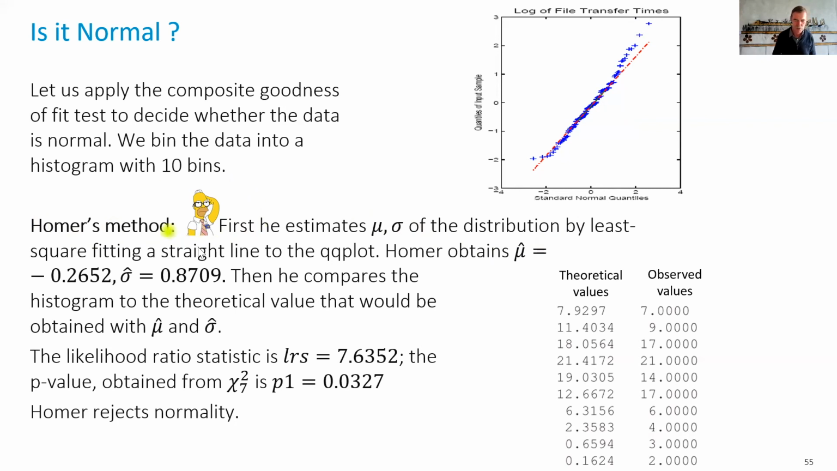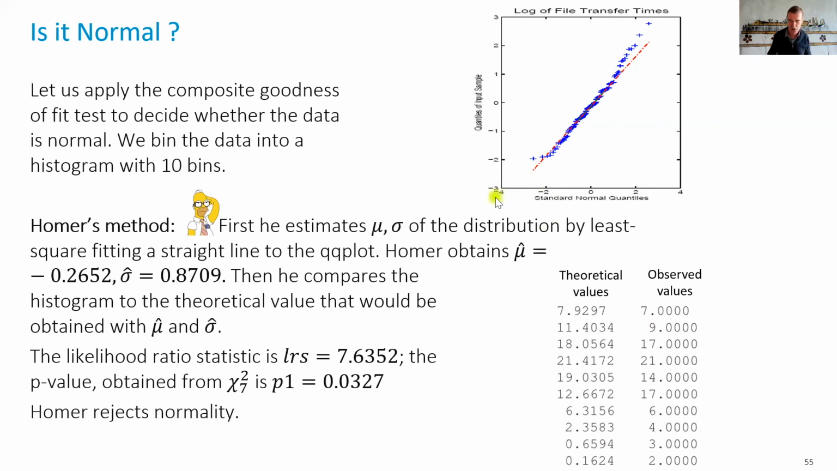First method, the proponent of this method is Homer. He proposes to bin the data into a histogram with 10 bins, and uses a simple goodness of fit test of the theoretical value versus the observed value. The observed values are from the empirical histogram. If you ask MATLAB to do a histogram with 10 bins, MATLAB will give you how many of the points fall in each of those bins. The theoretical values were obtained by Homer by estimating the parameters mu and sigma of the distribution.